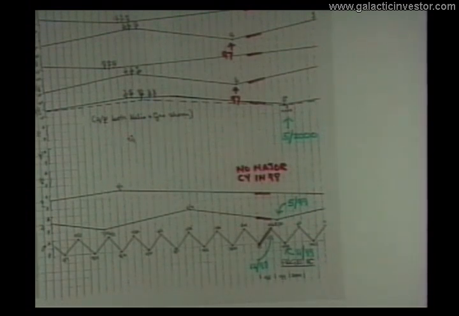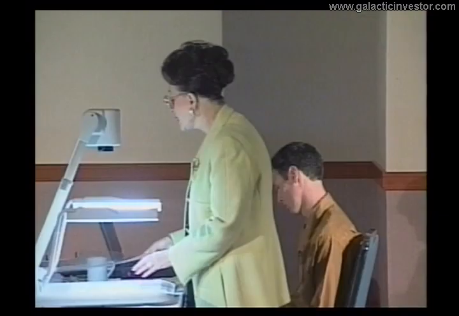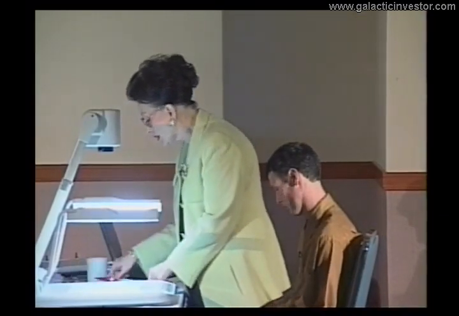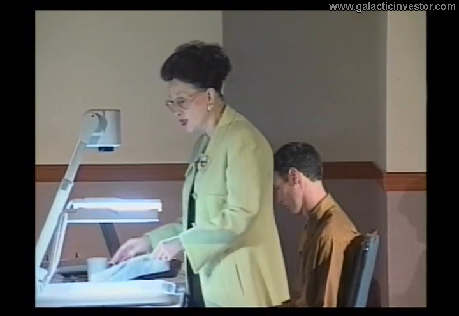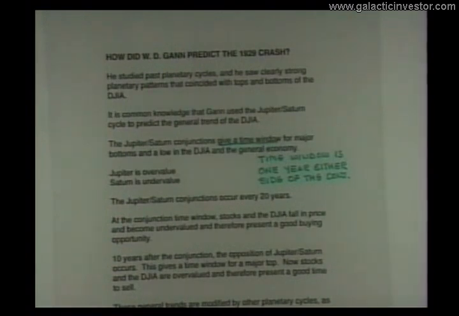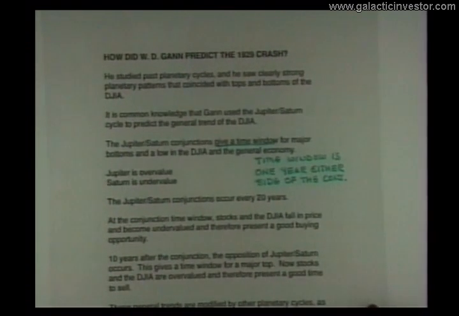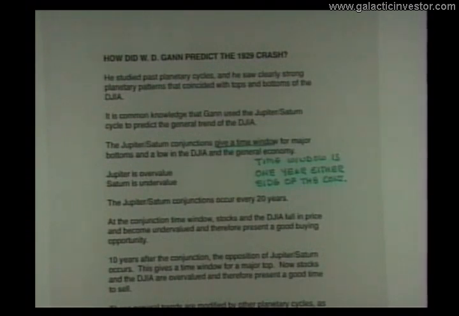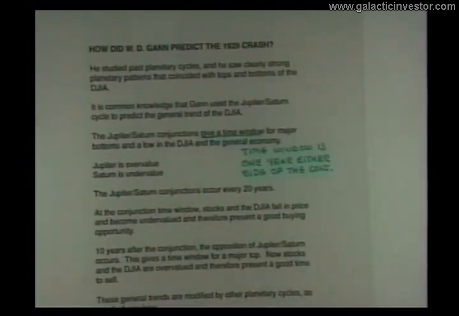So it becomes very quick and easy for you to see where these cycles are. Now the next question that we want to ask, on page 3 of your major handout here, is: how did W.D. Gann predict the crash? And of course everybody's interested in that, and could you have done the same thing? I talked about this last year, and we're going to go over quite a bit of the material that we went over last year, and then we'll talk about what's going to happen coming up.